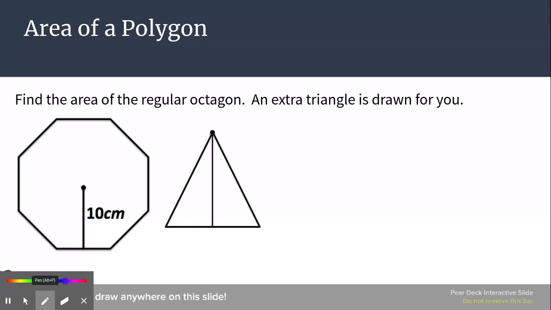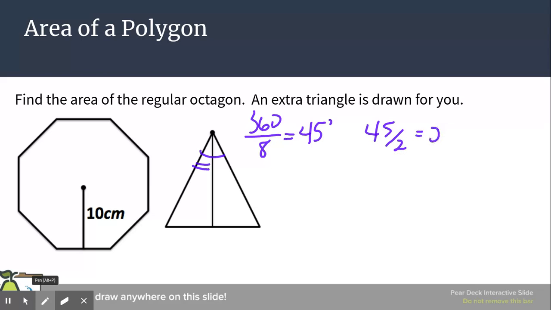I have an octagon here, so I know that my full angle, if I take 360 and I divide that by 8, 360 divided by 8 gives me the full angle of 45 degrees. That means that just one side here is going to be 45 over 2, so 22.5. I'm going to write that in here kind of small, 22.5. It's a little rough. Let's try that one more time. I know that one side would be 22.5. I know that this side is 10 centimeters. I need to find x.